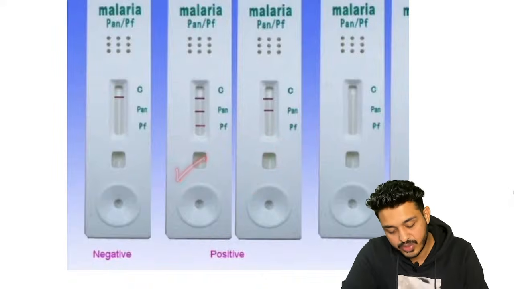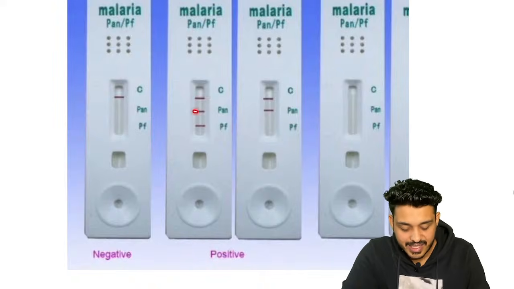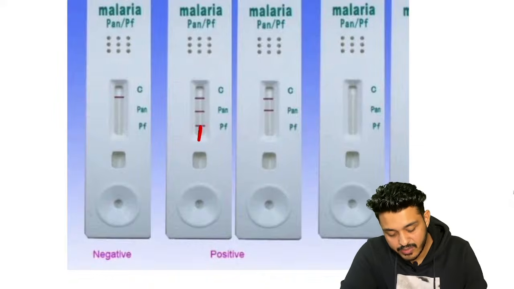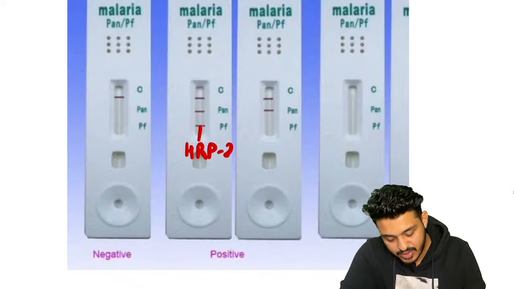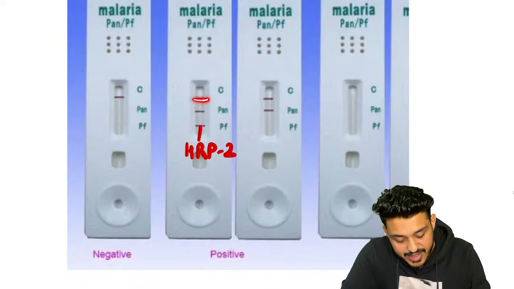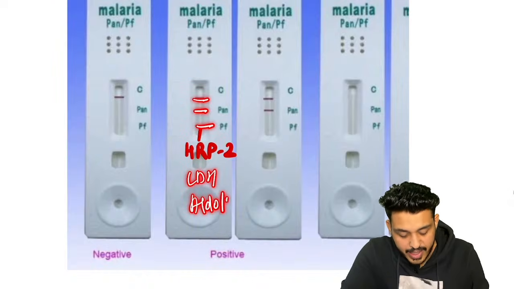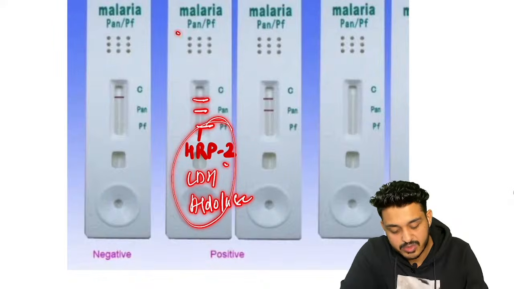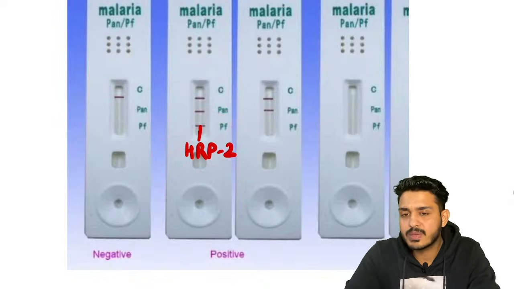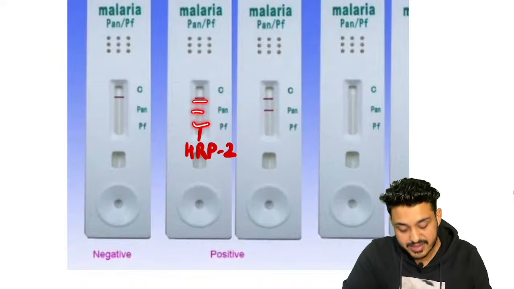Another case you are going to have, this patient has what? Three lines coming. Control is normal. Second, PAN, that means malaria is there, and PF means what? Which antigen? PF tells us this is the HRP2 antigen, your exam question. So if you get three lines, that means what? LDH is positive, aldolase is positive, and HRP2 is also positive. So what kind of malaria is this? This is falciparum malaria. Normal local people understand it this way: if you get two lines, it is going to be easy. If you get three lines, this is going to be severe.